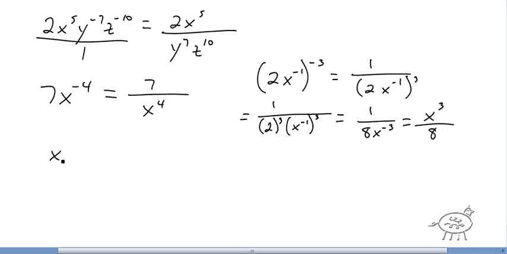How about x to the negative 7th over z to the 15th power? So what's the only thing moving? This is the only thing moving. It's got a negative exponent, so it's 1 over x to the 7th, z to the 15th. Okay?